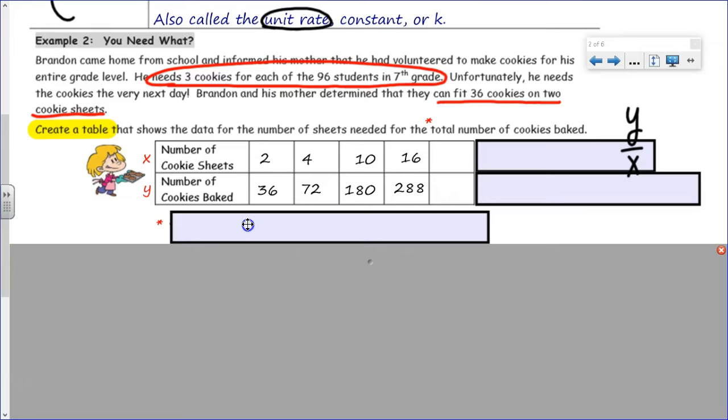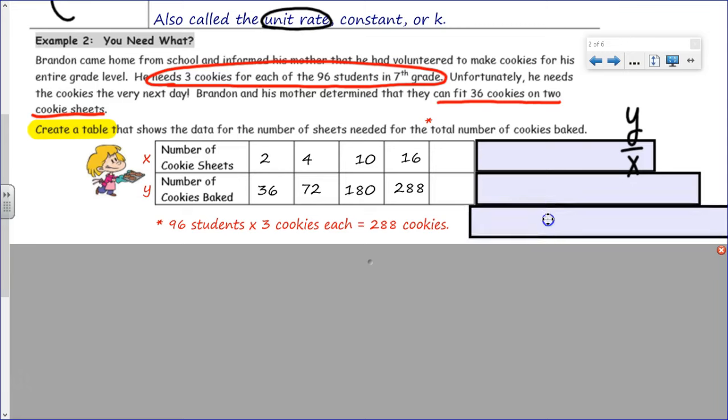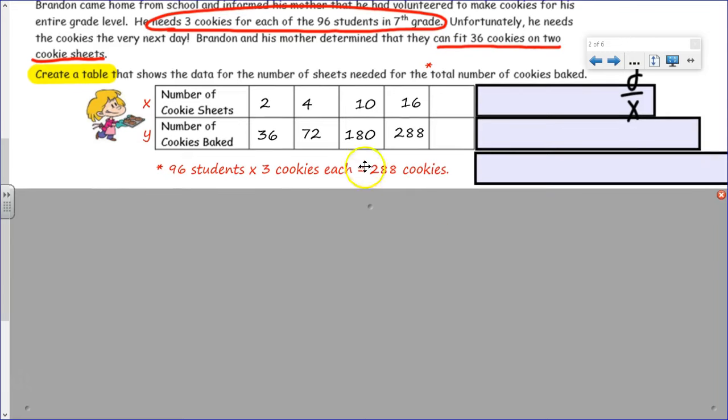Okay, now 96 students need 3 cookies each. Let's figure out right now, because we're probably going to need that later, how many cookies we need total, and that's 288 cookies. So let's keep that in mind. We're going to be using that later.